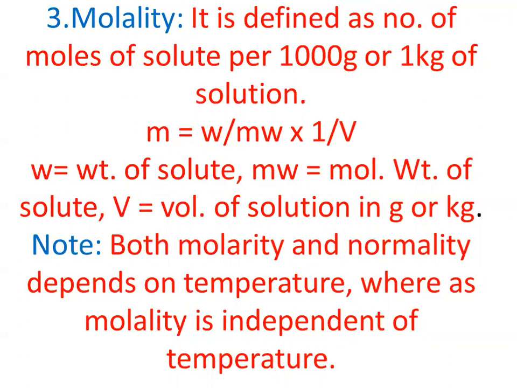The formula is small m is equal to small w divided by MW into 1 by V. Here, small m represents the molality of the solution, and molality is nothing but a way of expressing the concentration. It gives you the concentration of the solution, where W is the weight of solute, MW is the molecular weight of the same solute, V is the mass of solution in grams or in kg.